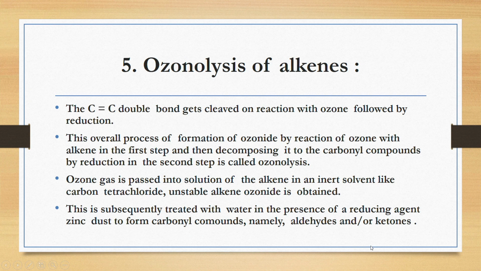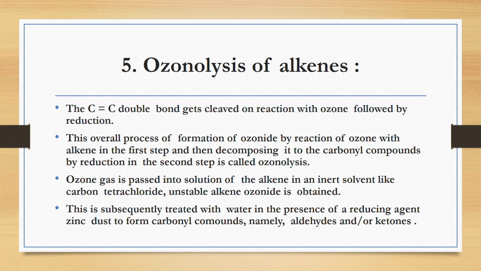Now we'll see ozonolysis of alkenes, where we'll treat alkenes with ozone molecule. The carbon-carbon double bond will get cleaved on reaction with ozone, followed by reduction. This overall process, formation of ozonide by reaction of ozone with alkene in the first step and then decomposing it to the carbonyl compounds by reduction in the second step, is called ozonolysis.